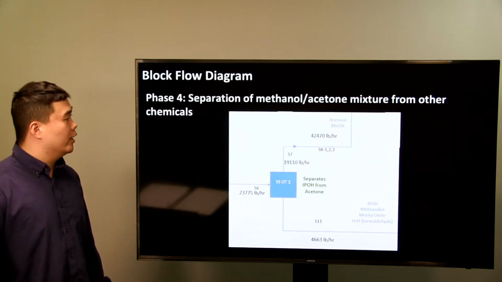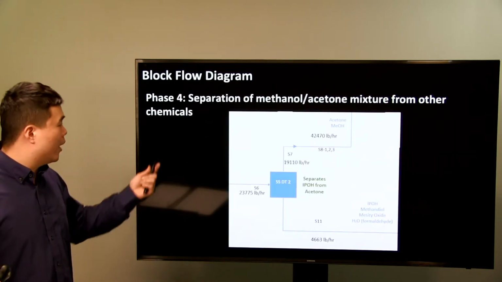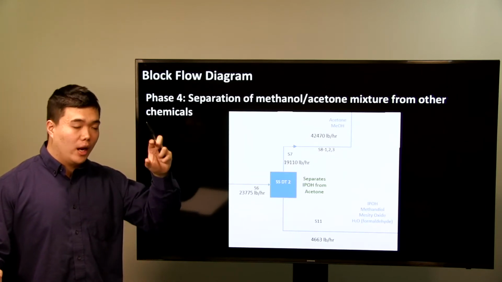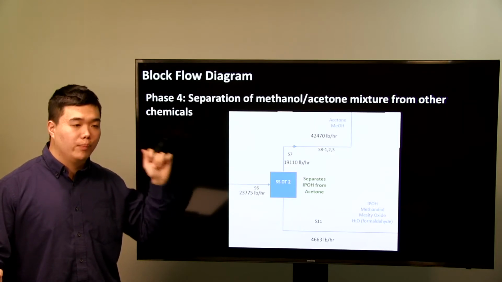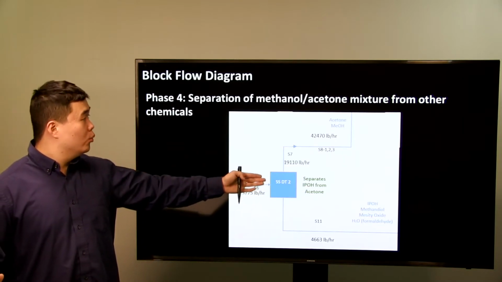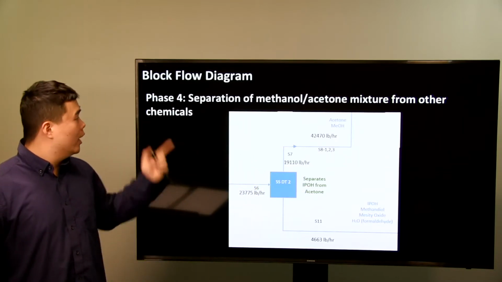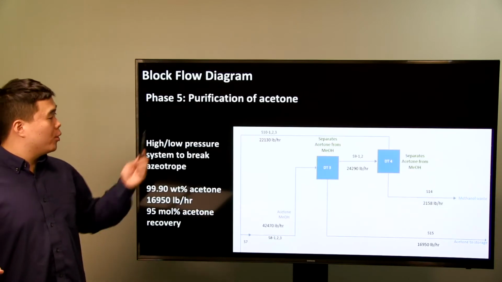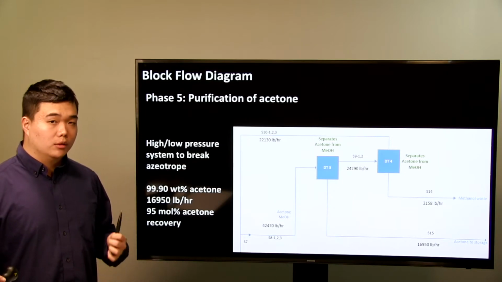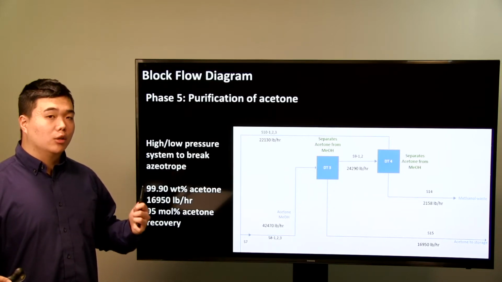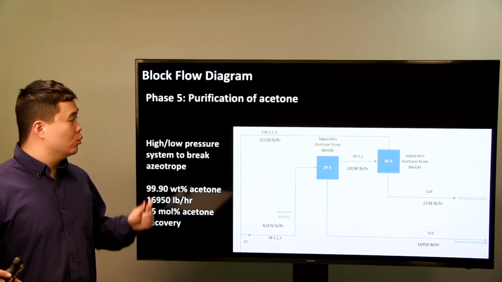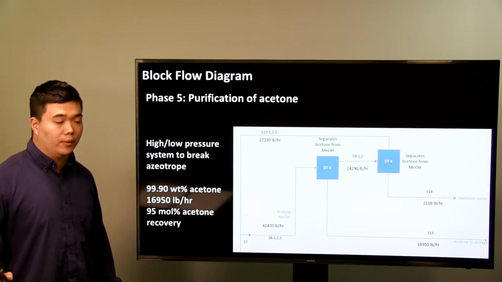The next phase I'm going to talk about is the separation of the methanol acetone mixture from other chemicals. Methanol and acetone have really close boiling points, but they have a really big difference compared to any other chemicals. So that's why we designed to remove the methanol acetone mixture first at phase 4. Next phase, we're going to talk about the purification of the acetone. The biggest design challenge we have right now is the purification of the acetone, because the acetone and methanol mixture generates an azeotrope, making it really difficult for us to reach 99.9% purity.